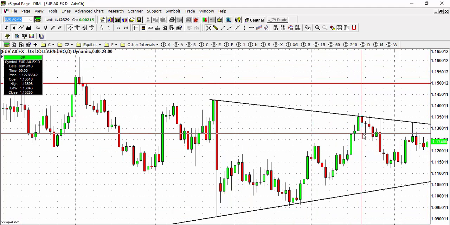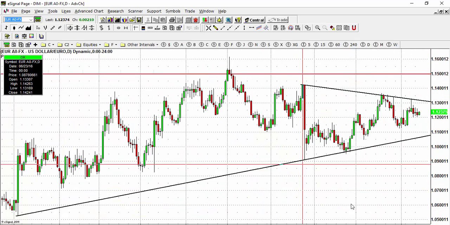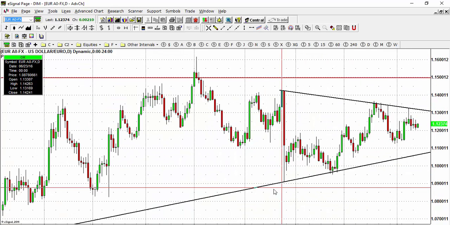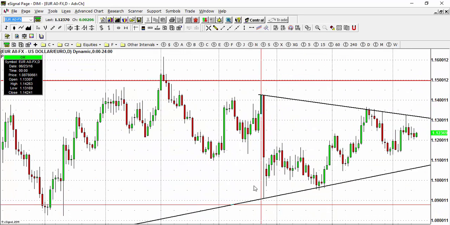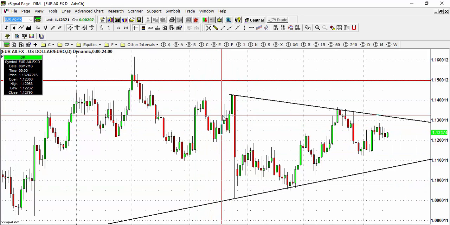Okay, we continue our theme today of triangles, and as you can see here, we have a triangle in the euro versus the US dollar. As you can see, the triangle boundaries are up from the swing high just above 114, other swing high in the market. So this trend line has been touched 3 times, and this is what is contained in the market right now.